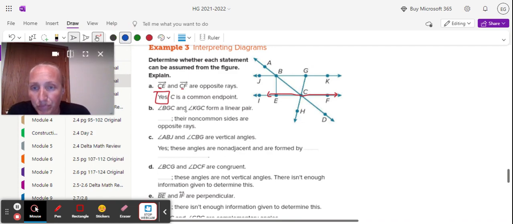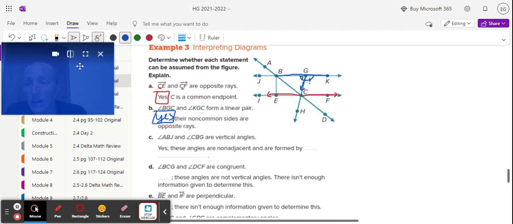Letter B, angle BGC, so BGC is over here, and angle KGC, so that's that one right there, form a linear pair. Yes, you can make this assumption here. We have a straight line from B to G to K, so that's going to be a 180 degree angle, and we have a common side right there from GC, and so therefore that's what you need for a linear pair. So that is also going to be a yes.